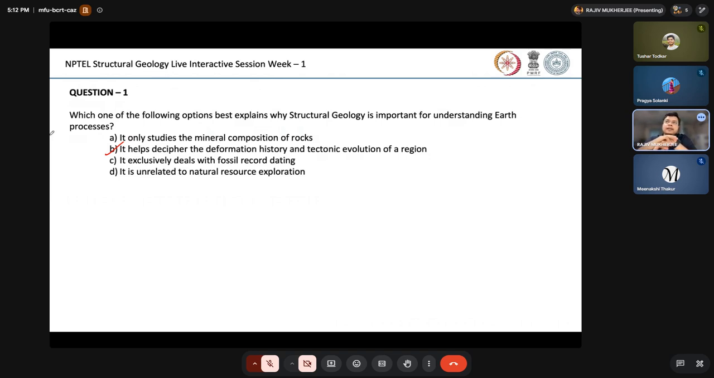And using this tool of observation, particularly the observation of geometry of different structures, we tend to decipher how the deformation has taken place. That's all about structural geology. It's first understanding the geometry of anything and then moving on to the interpretation of that geometry, right? So that's it. It's a very basic question about structural geology.